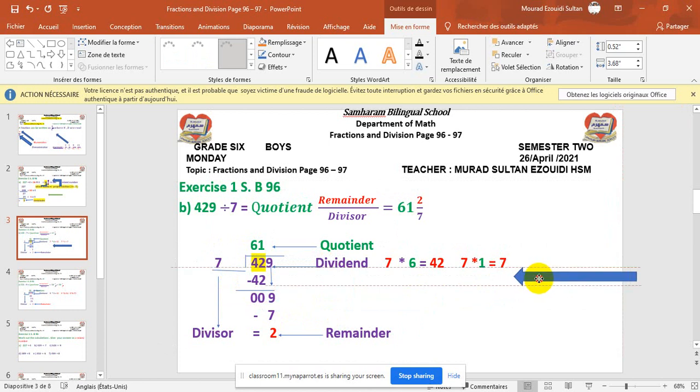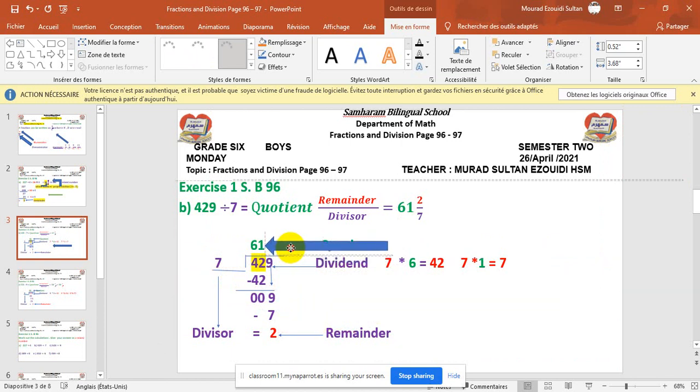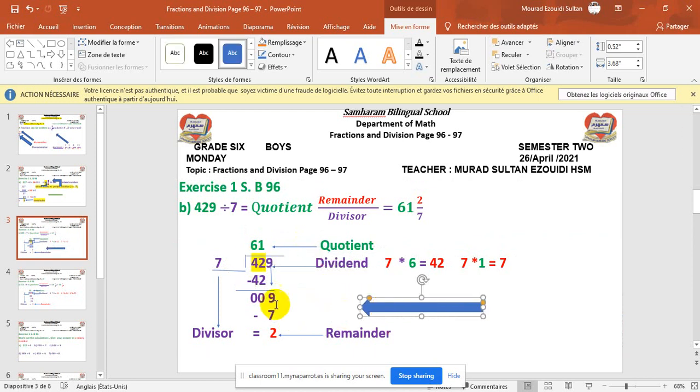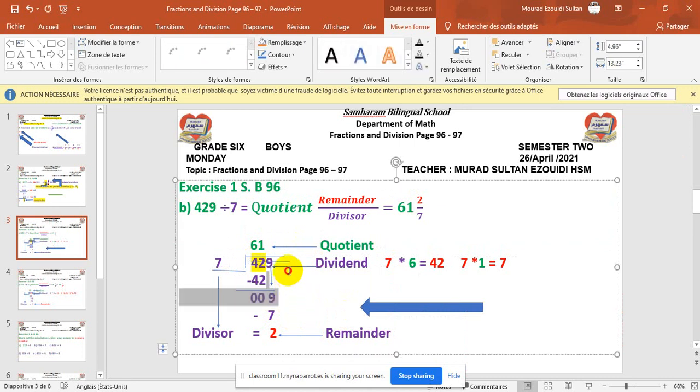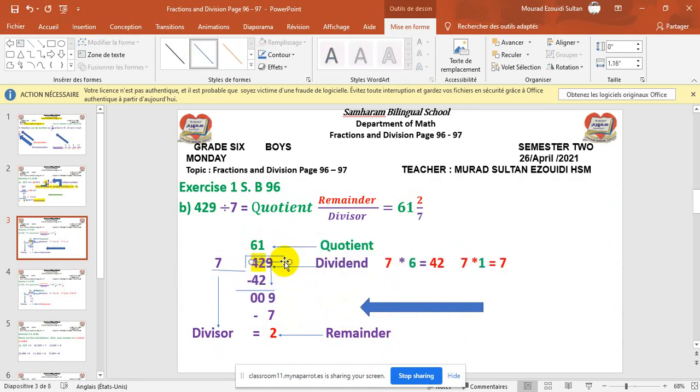For example, 7 by 1 is 7. So how many groups of 7 are there in 7? We have only one single group. So I should write here 1. Clear? So 7 multiplied by 1 is 7. I will subtract 7 from 9. So we have 9 minus 7 gives 2.